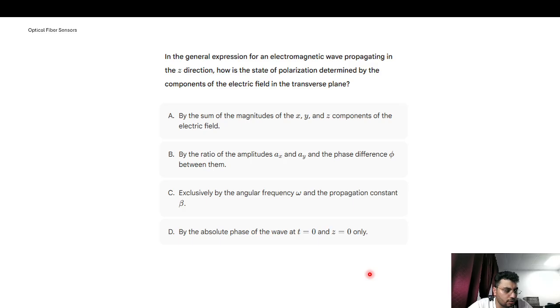Yeah, so you are talking about option B. In general, for the expression of the electromagnetic wave propagating in the z direction, the state of polarization is determined by the components of the electric field in the transverse plane, by the ratio of the amplitudes ax and ay and the phase difference phi between them. Yes, it's correct. Then that's how. Let me take the pen.